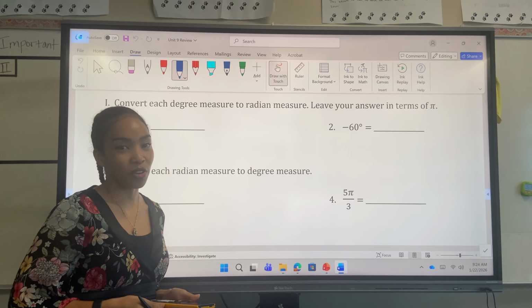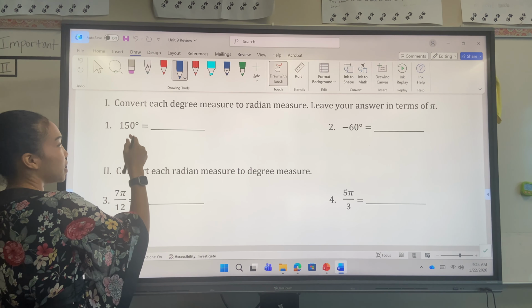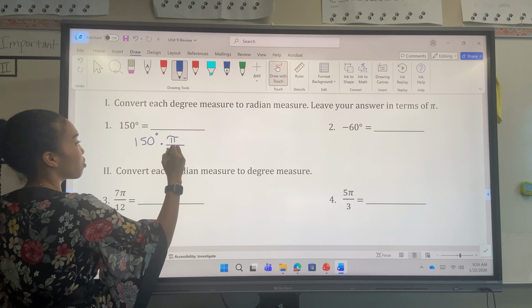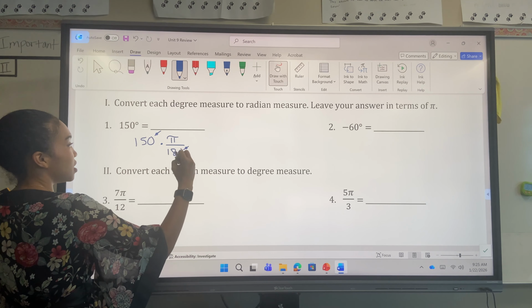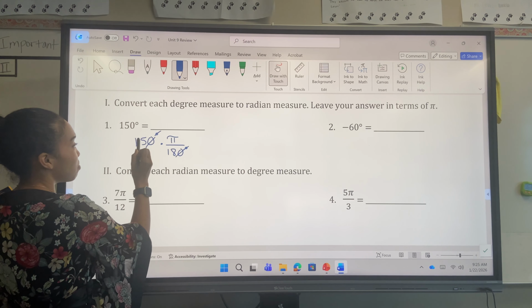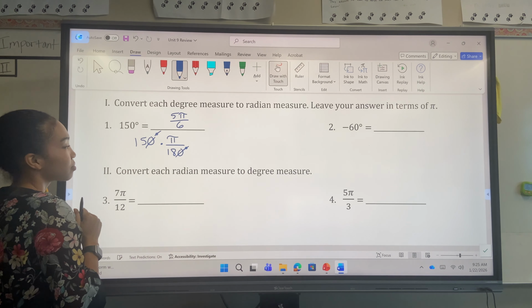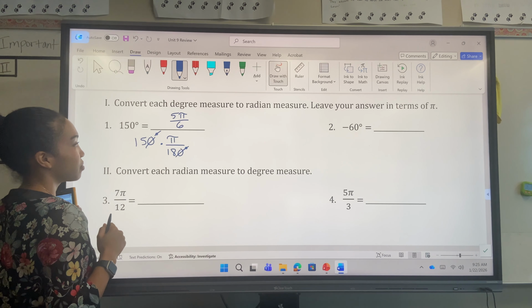This is a review over the whole unit. First, we're going to convert 150 degrees to radians. So 150 degrees, you multiply it by pi over 180 degrees. The degrees cancels out with degrees, 0 cancels with 0. This can be simplified to 5 pi over 6. I divided 15 and 18 both by 3.